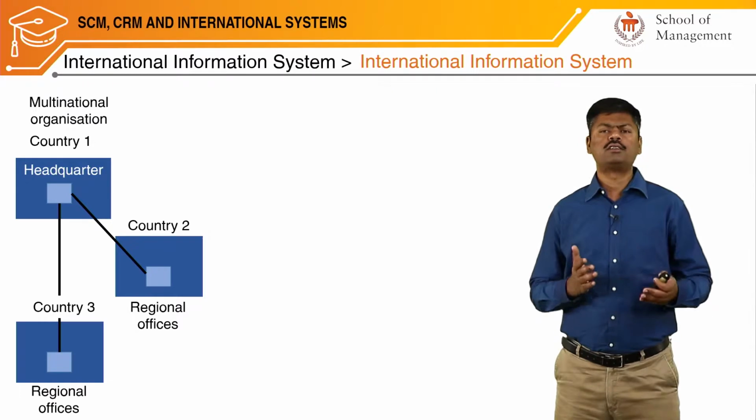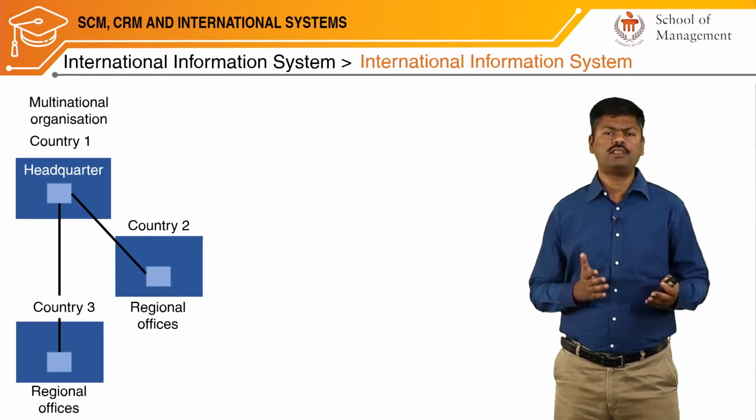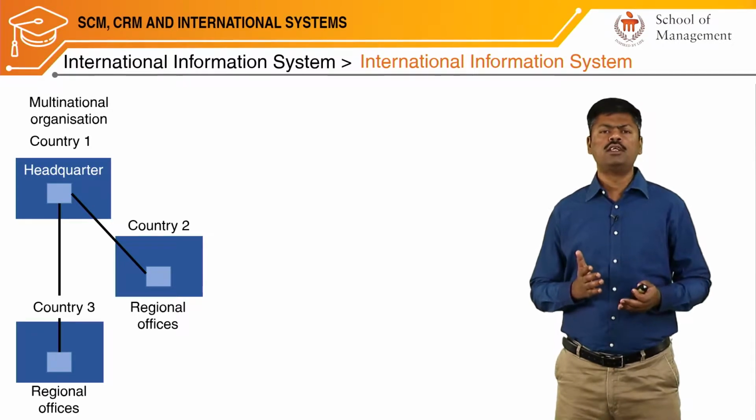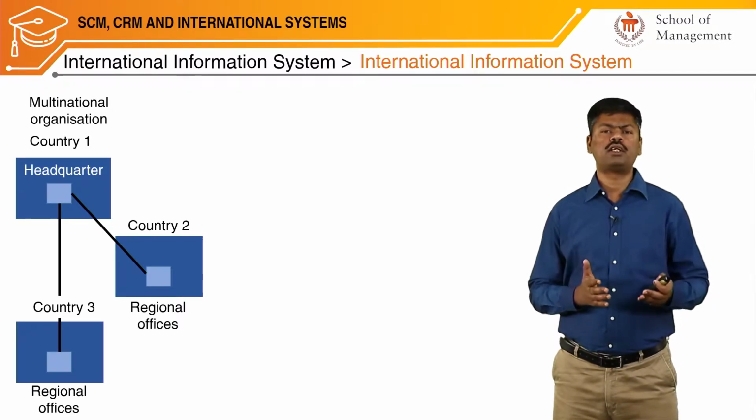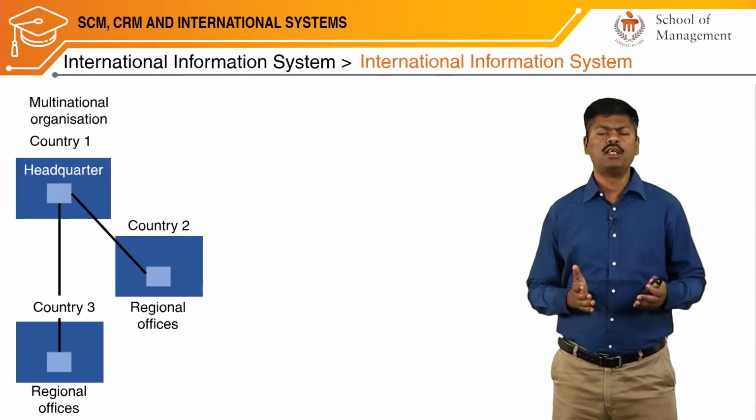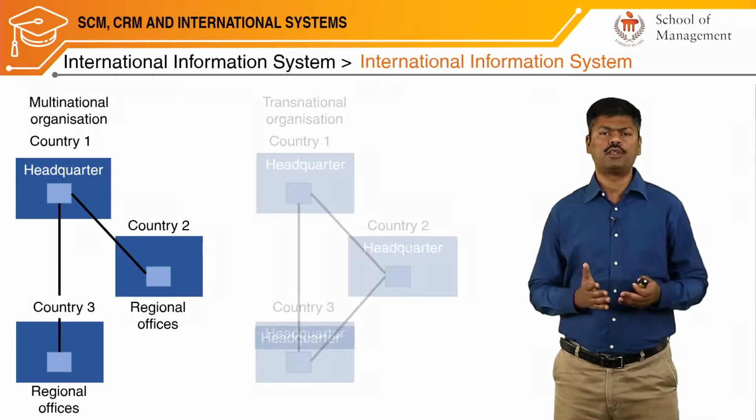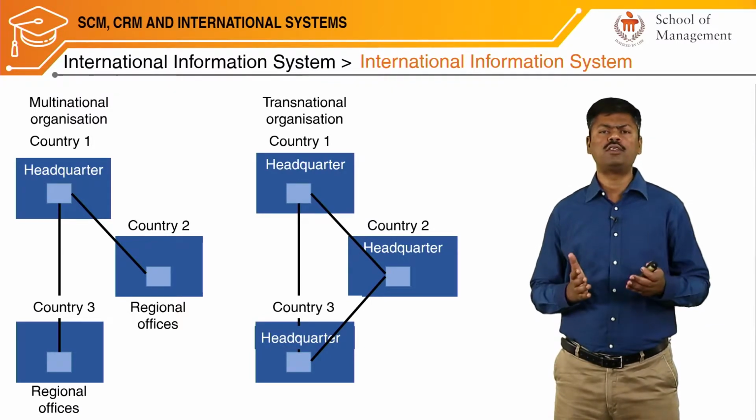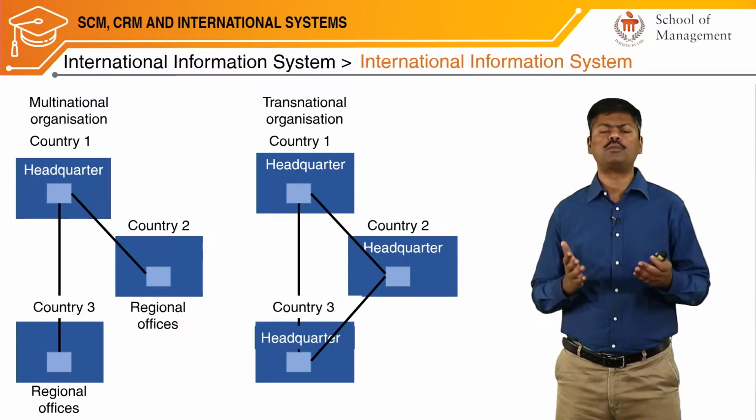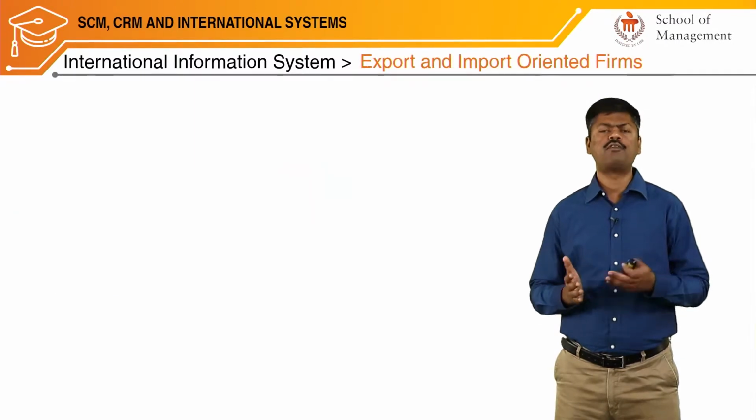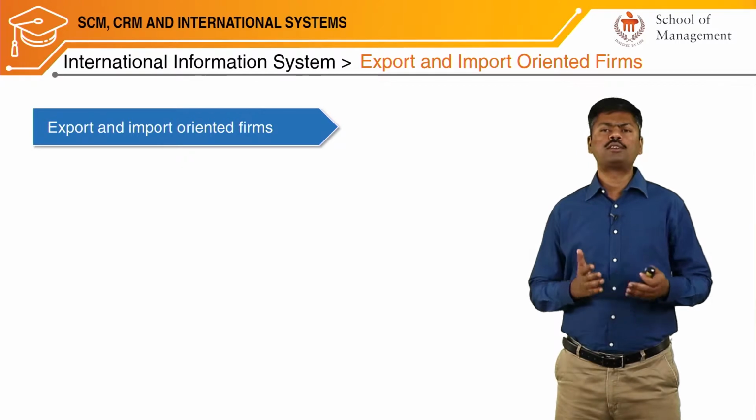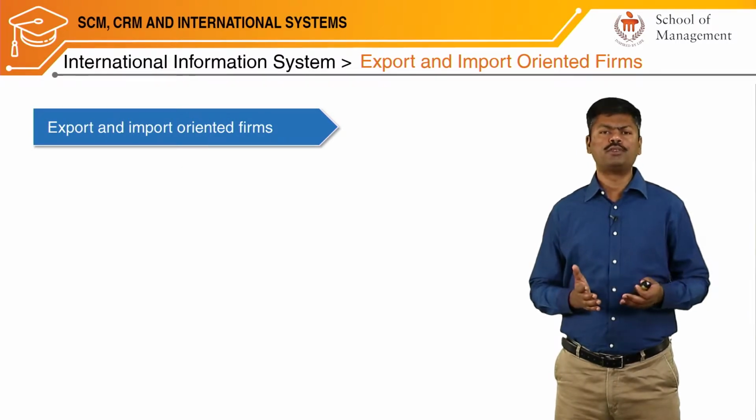Now there is a clear-cut distinction between what is multinational and what is transnational. In a multinational organization, the headquarters is located in one country and the remaining countries carry the regional offices, which are managed from the headquarters. In a transnational organization, each country has a headquarters and works as a separate legal entity, but they communicate among themselves.